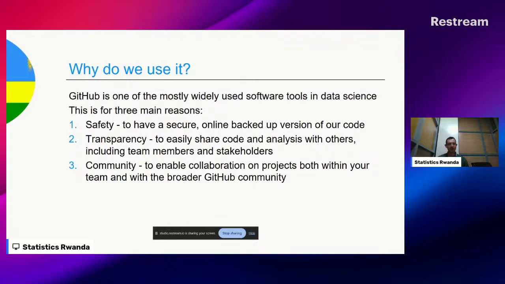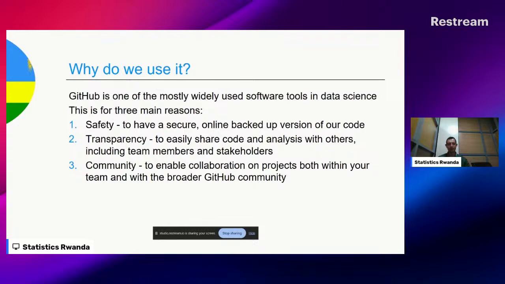Second is to do with transparency. It makes it a lot easier to share code analysis with others. This can include your team members, stakeholders, or just the wider public. This was a really big deal during COVID, for example, in the UK. There was lots of code analysis being done just by people in their spare time, and when they uploaded their code to GitHub, it was easy to check the work they'd done and to check the accuracy and validity of any claims.